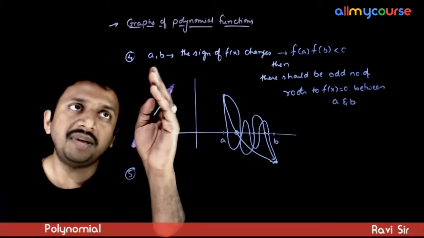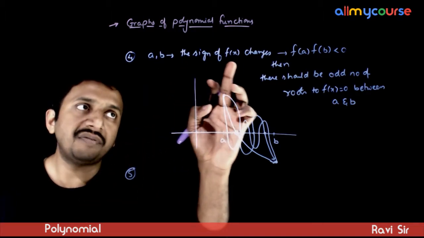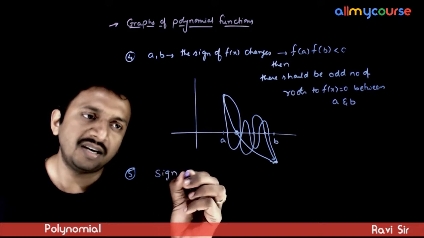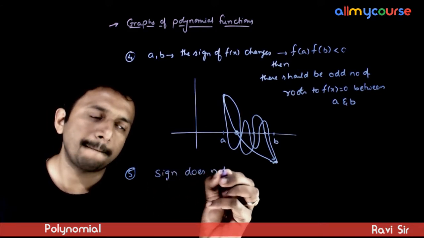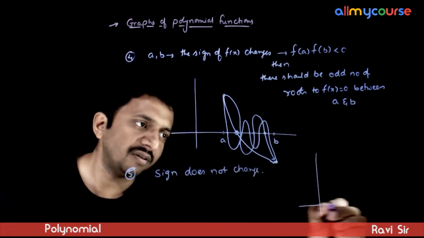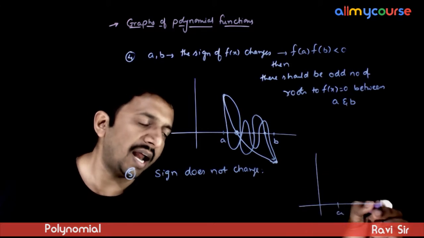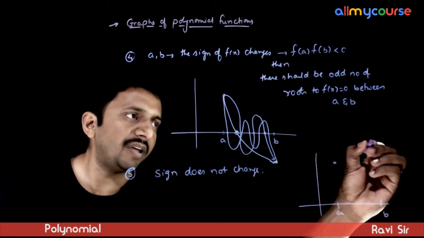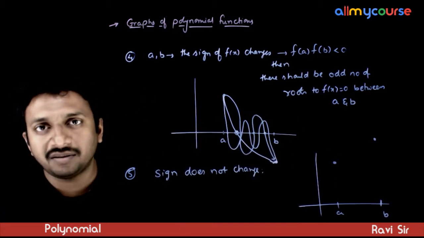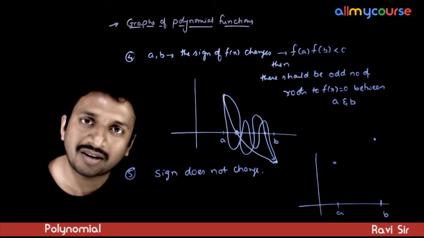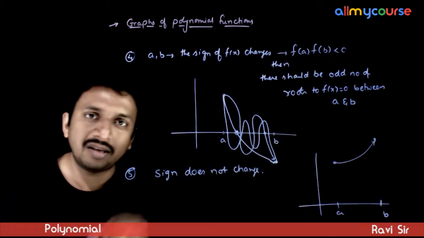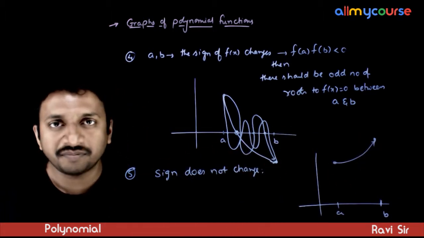Similarly, if A and B are 2 points such that the sign of f of x doesn't change between A and B. If the sign does not change, it means if you have a point A and a point B, so this is f of A and this is f of B. So what might happen between A and B? The graph is continuous, it does not get broken at any point. So the graph can directly go like this, where you don't have any root between A and B.